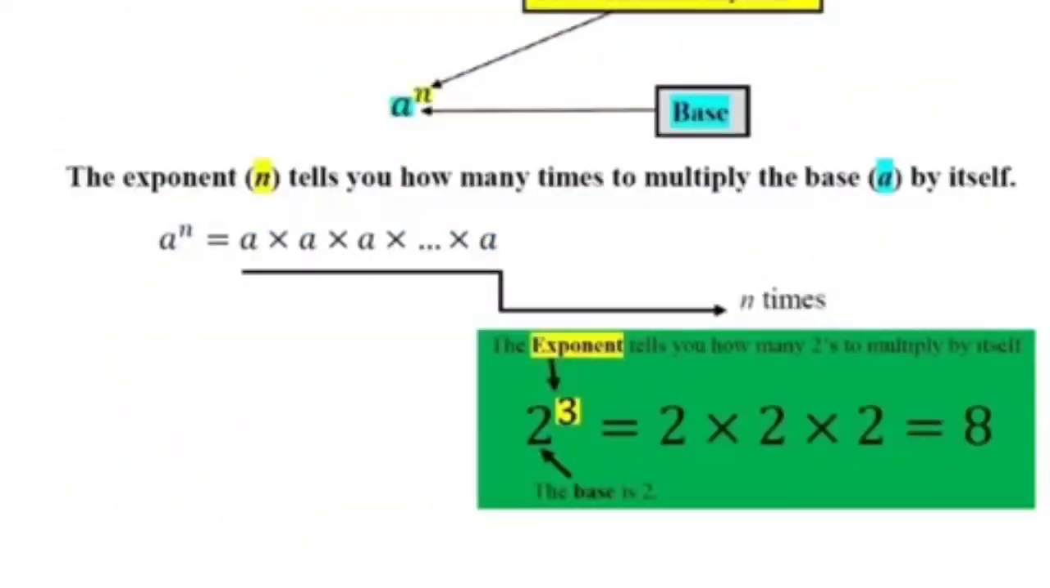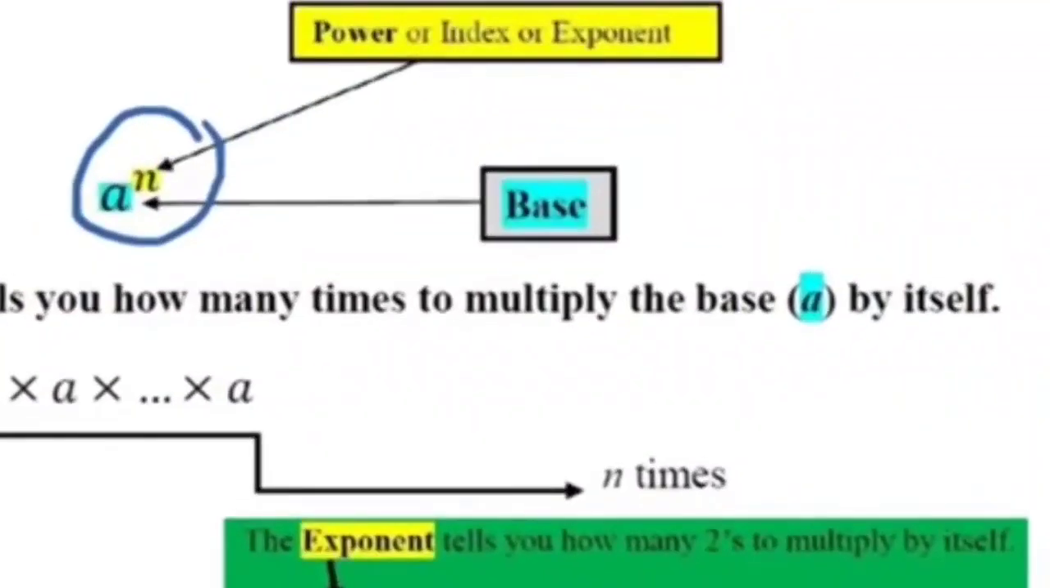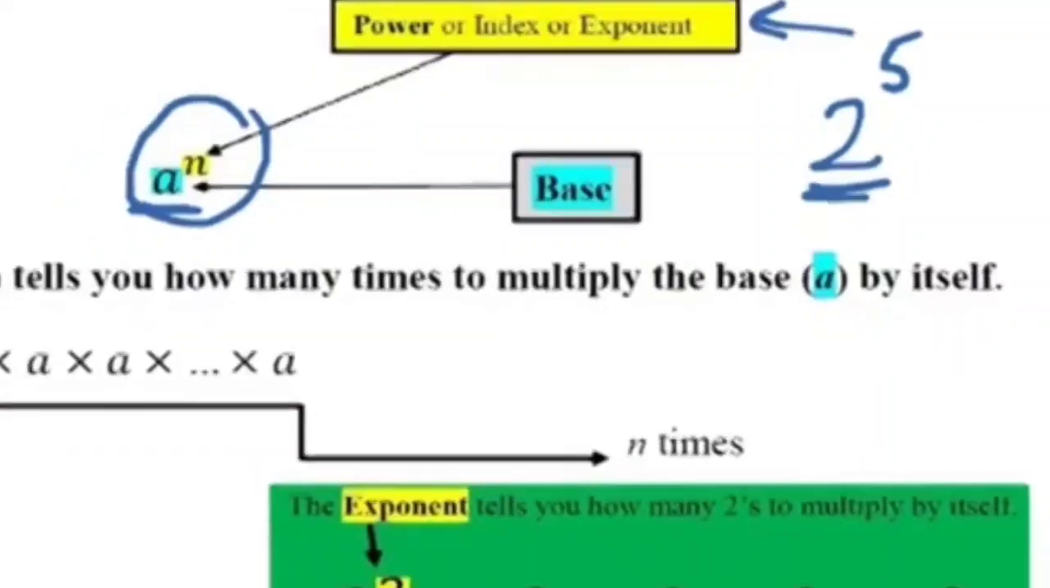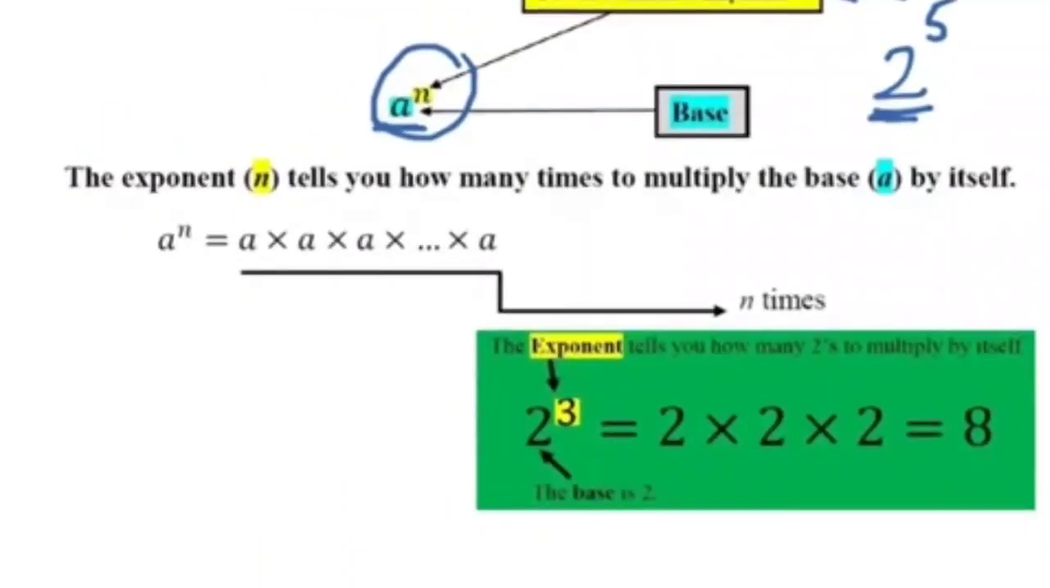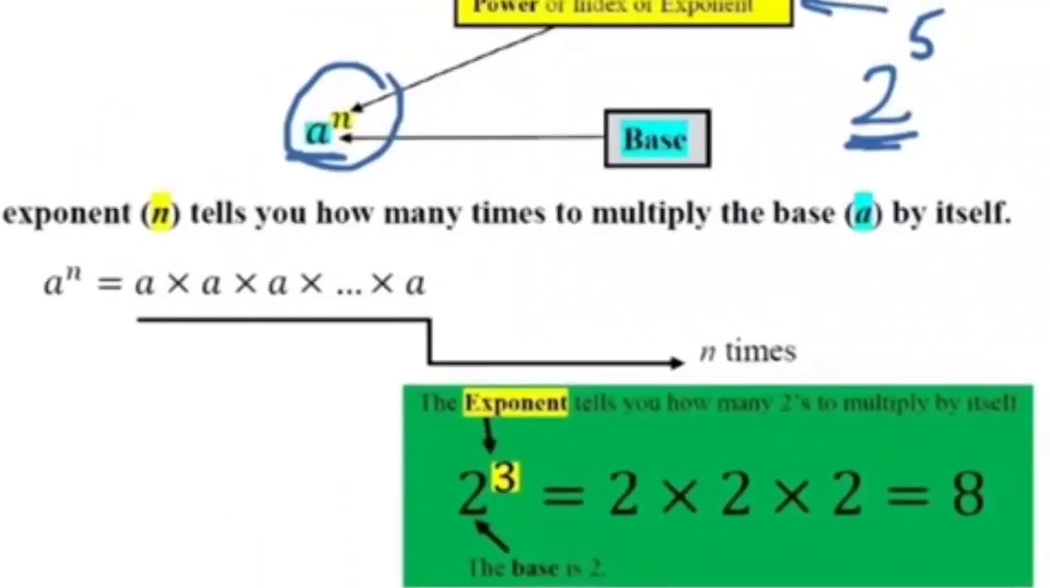Now let us summarize it: in a to the power n, a is the base and n is the power or index or exponent. Suppose 2 to the power 5. Here 5 is the exponent and 2 is the base. The exponent n tells us how many times to multiply the base by itself. So a to the power n equals a times a, n times. The exponent tells us how many times to multiply.